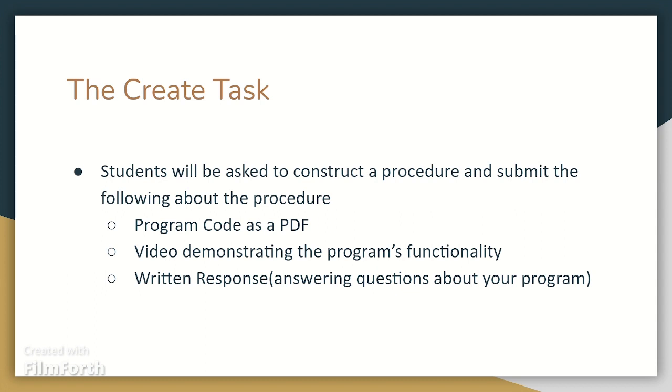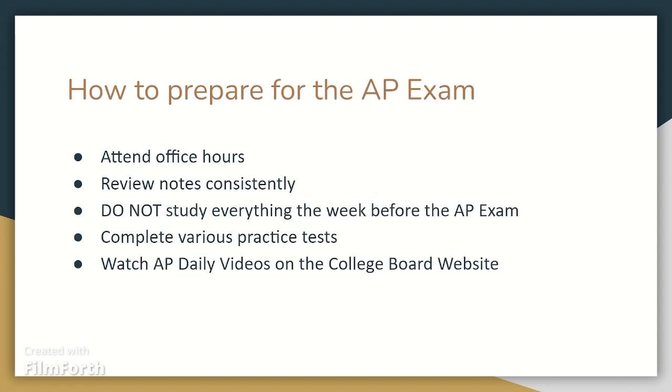Now let's talk about how to prepare for the AP exam. First off, attend office hours even if you don't have questions. You should also review your notes every 1 to 2 days so you don't forget anything important. Make sure you don't study everything the week before the AP exam. Instead, try to start studying about 2 months early and review a little each day.